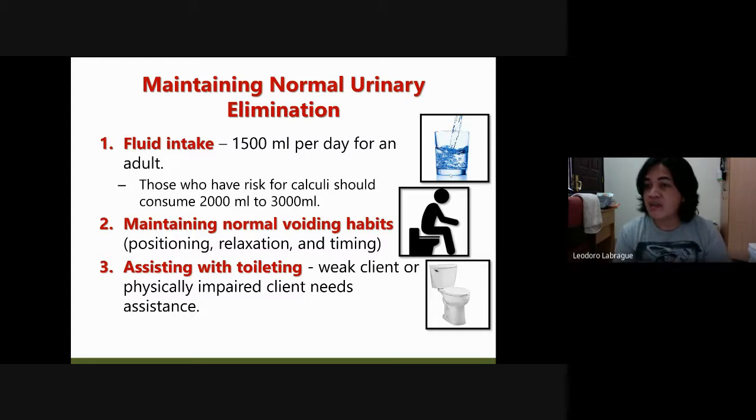And of course, timing is very important. Once you sense the urgency of urination, you don't delay it. Right away, if you sense that your bladder is full, you have to go to the washroom and urinate. And number three, this is particularly important, especially among patients who are weak.